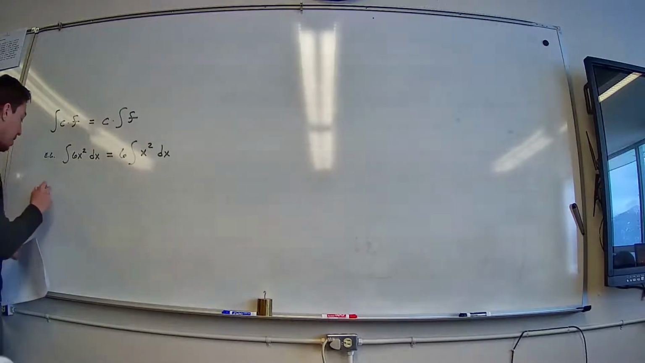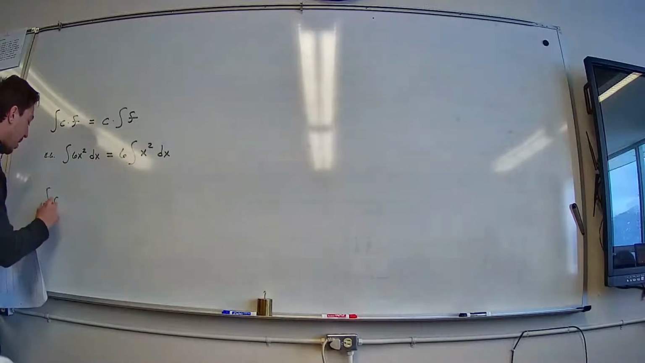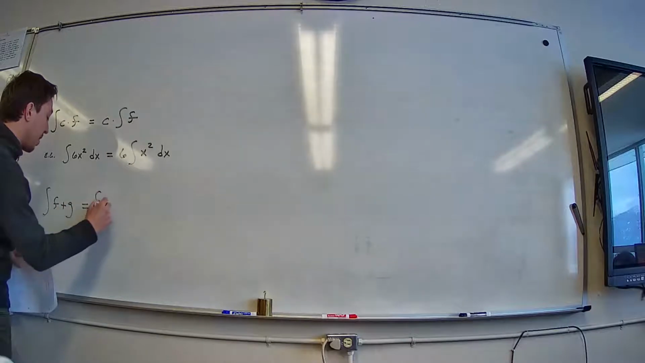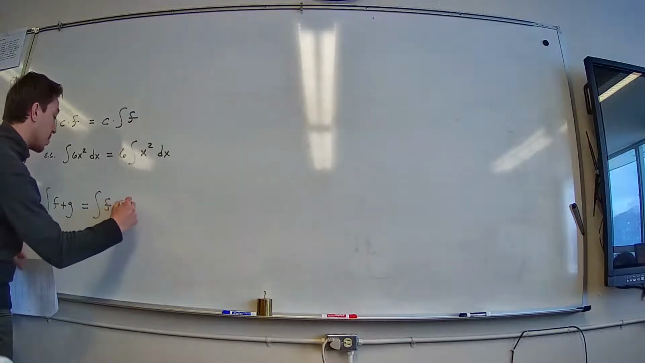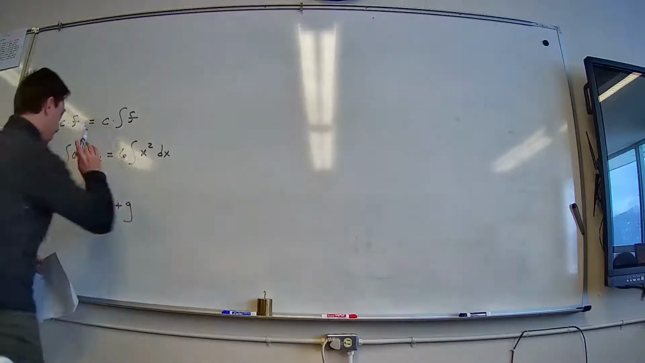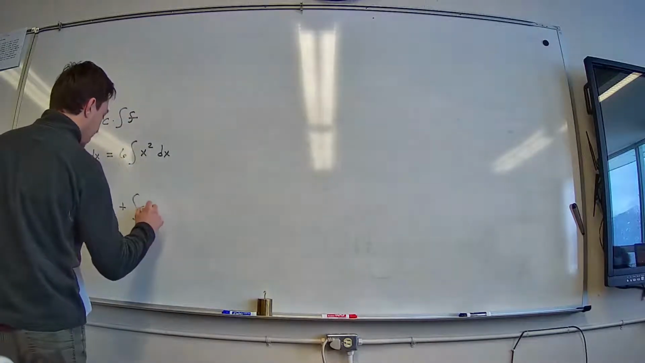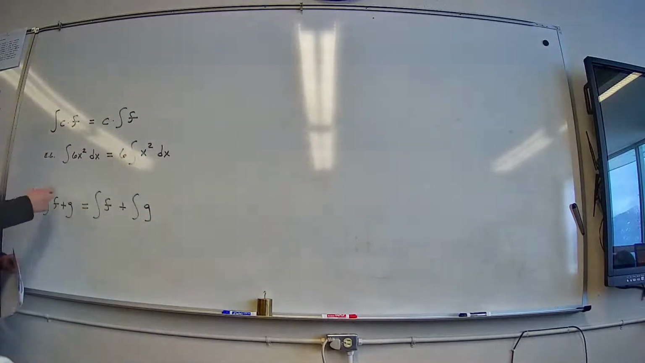What else we have is the integral of f plus g is equal to the integral of f plus the integral of g. I'm using very shorthand notation just to keep the idea simple. I guess there should be dx's there, and there should be an f of x.